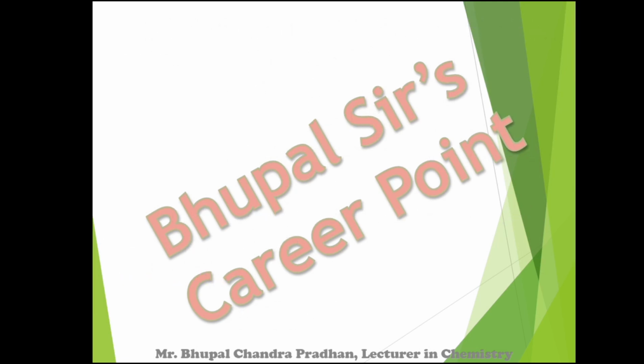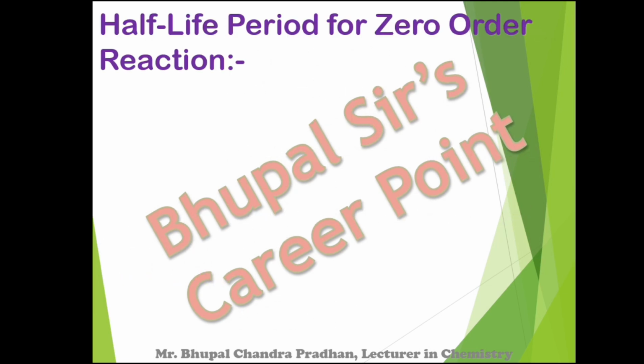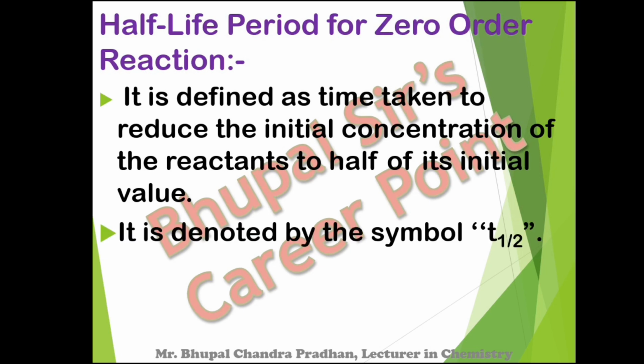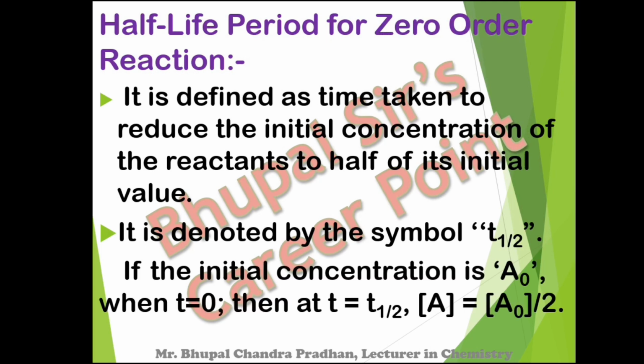Now let us derive the half life period for zero order reaction. What do you mean by half life period? It is defined as the time taken to reduce the initial concentration of the reactants to half of its initial value. Half life period होचे सही समय जो समय भितर reactants concentration initial value अधा होता है. It is denoted or represented by the symbol T half or T 0.5.